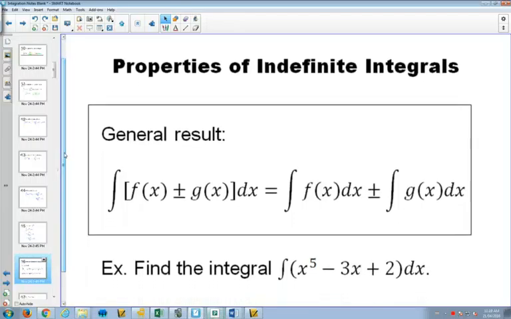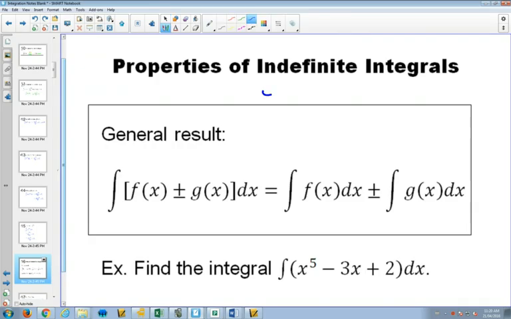So a lot of the things that we notice with derivatives hold true for integrals as well. So here's one idea. This is saying if you are taking the integral of two functions that are added together, you can just take the integral of each one separate. This is very similar to an idea that we learned with derivatives.